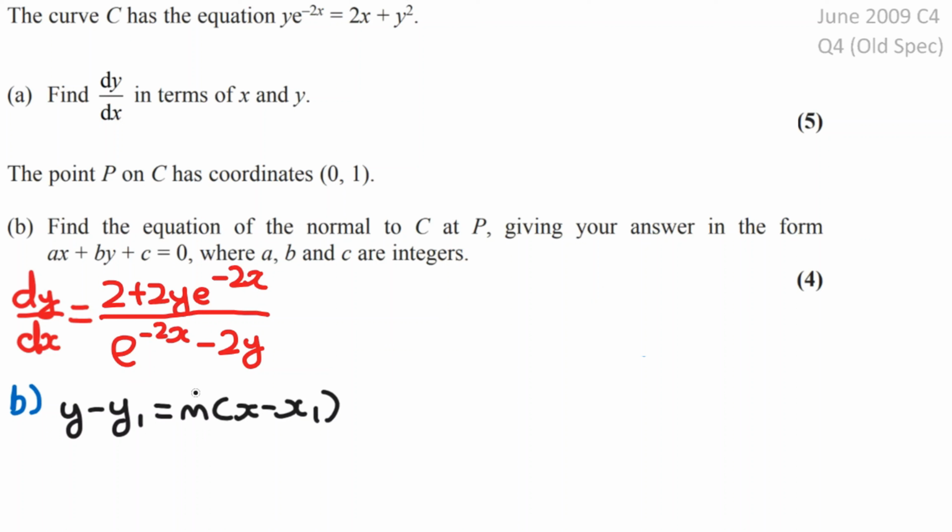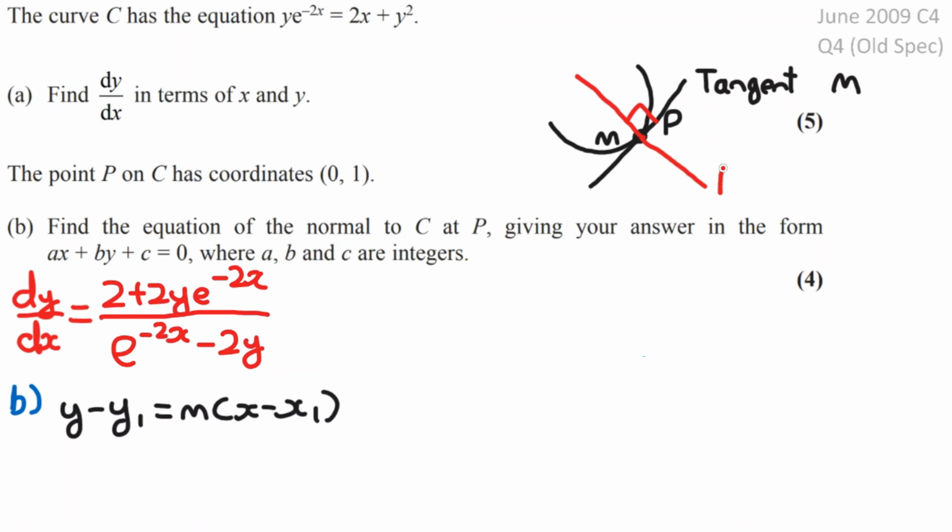So if we have a curve and we have a tangent, a tangent touches the curve at a particular point, and in this question it's the coordinate P. And the property of a tangent is that if the gradient at this point on the curve is m, for example, then the gradient of the tangent is also going to be m. The gradients are going to be the same. And the normal is perpendicular to the tangent. It's 90 degrees from it. So this is the normal.